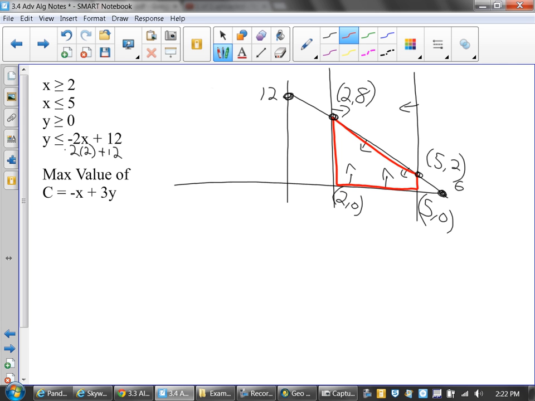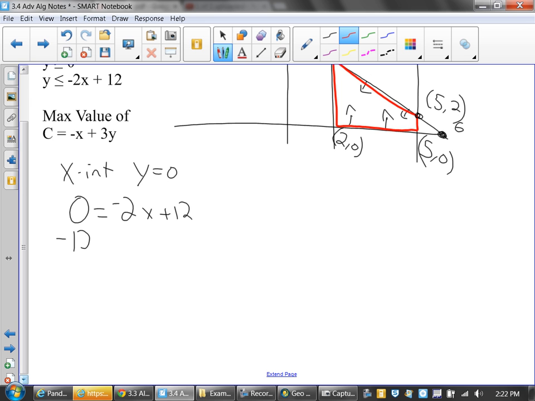Yes, ma'am. The x-intercept. Remember, the x-intercept is when y equals 0. So what I did is I set y equal to 0, and I solved for x. I subtracted 12, and I divided by -2. That's how I got 6. It's a little bit different than the cover and solve. It was cover and solve without x and y on the same side.